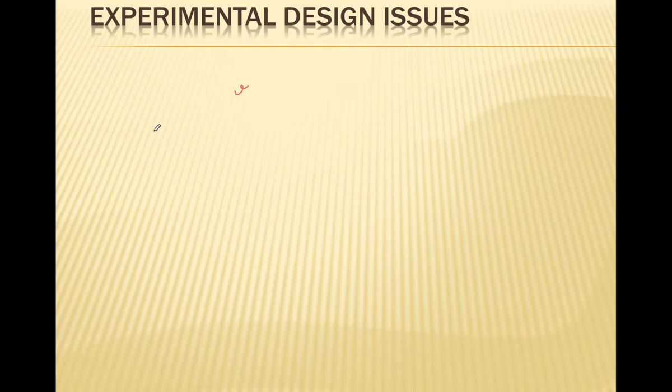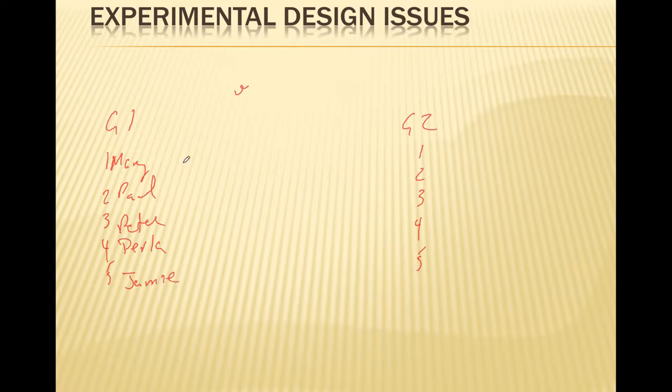Okay, so what we have is participants 1 through 5 for group 1. Here's group 2. So we have 1, 2, 3, 4, and 5. And we're going to have these people come in. So we have Mary come in. We have Paul. We have Peter. We have Perla. And we have Jamie come in. Okay? So we have a female, male, male, female, and male. Sorry. That one should be female down here. Sorry. So we have 3 females and 2 males.